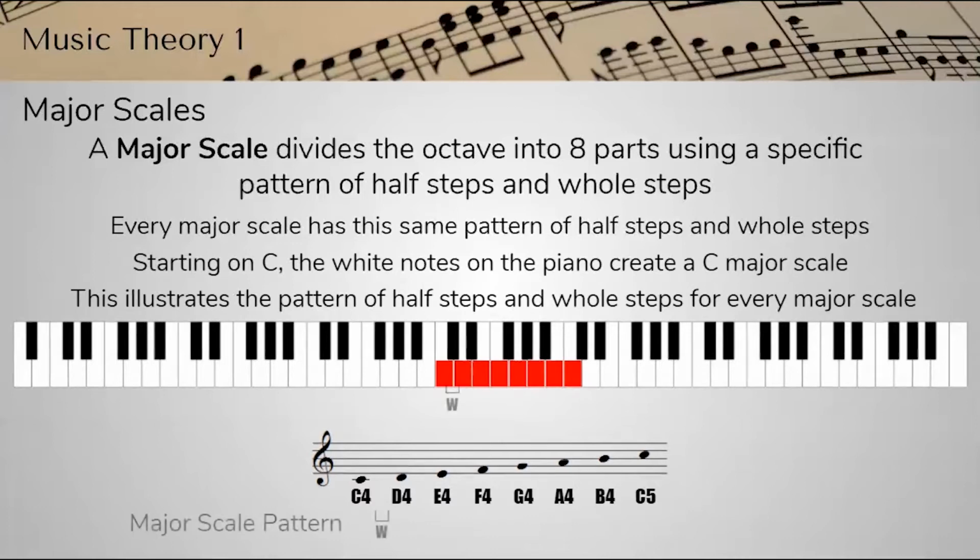Okay? And so the first step in the scale is going to be a whole step. So C to D is a whole step. The next step is another whole step. From E to F is a half step. From F to G is a whole step. From G to A is a whole step. From A to B is a whole step. And then finally it ends on a half step.